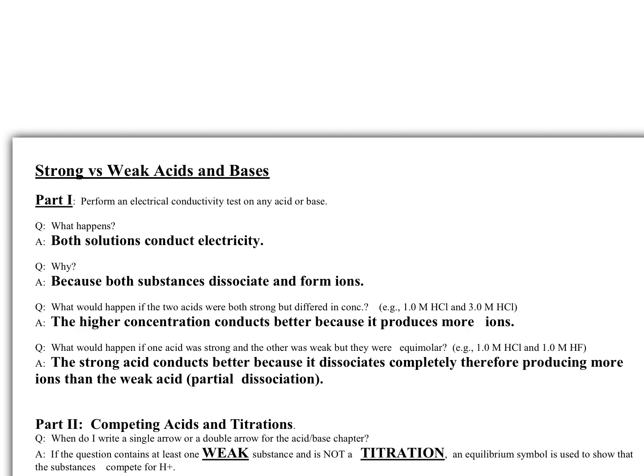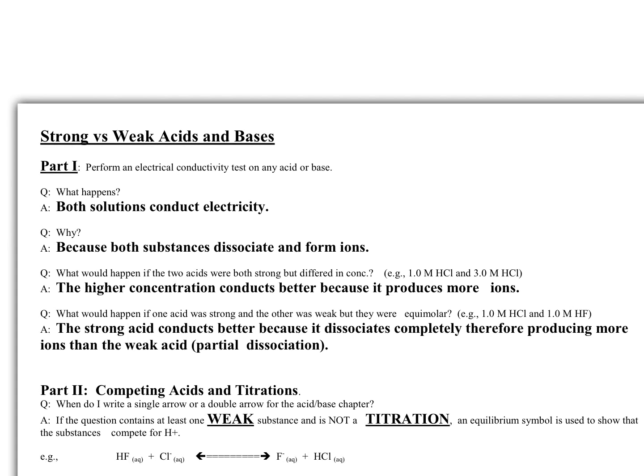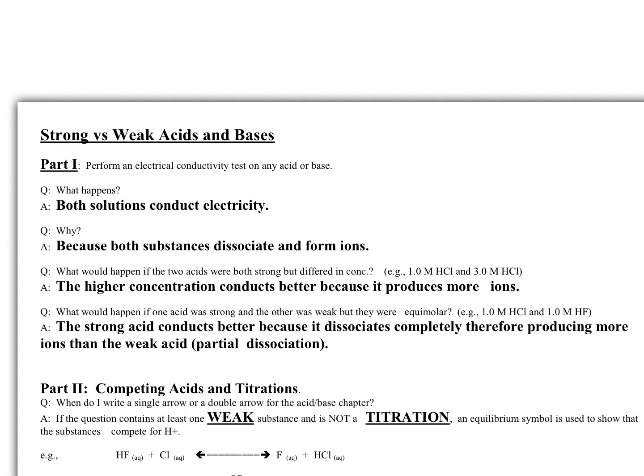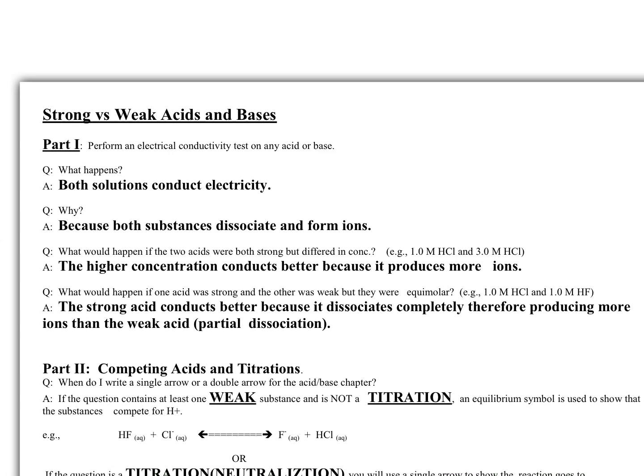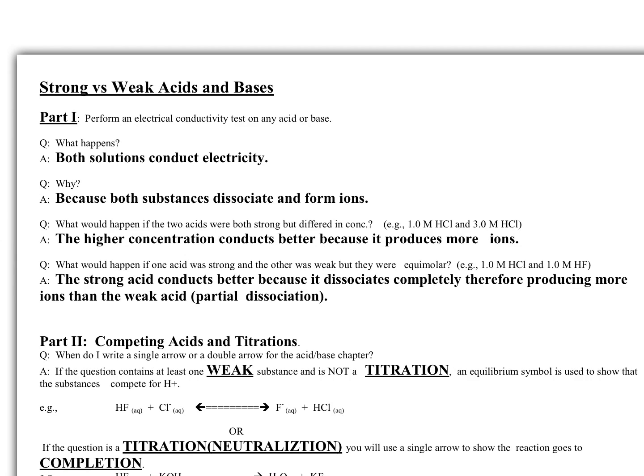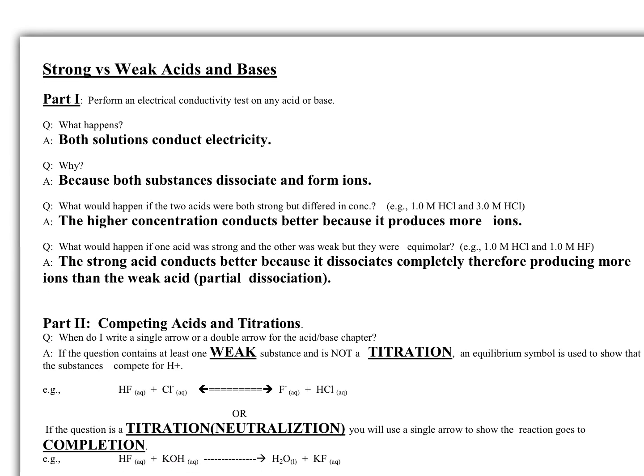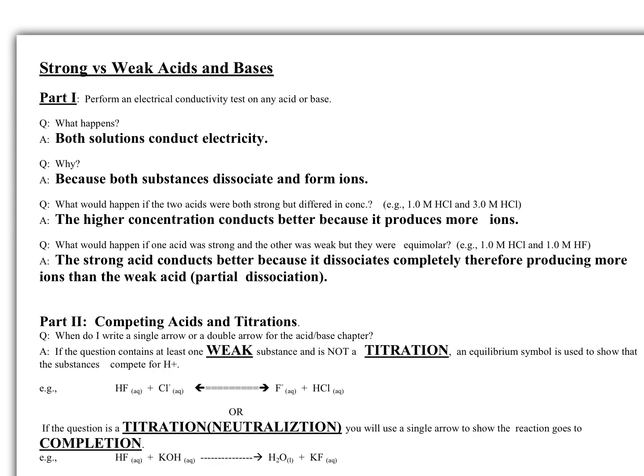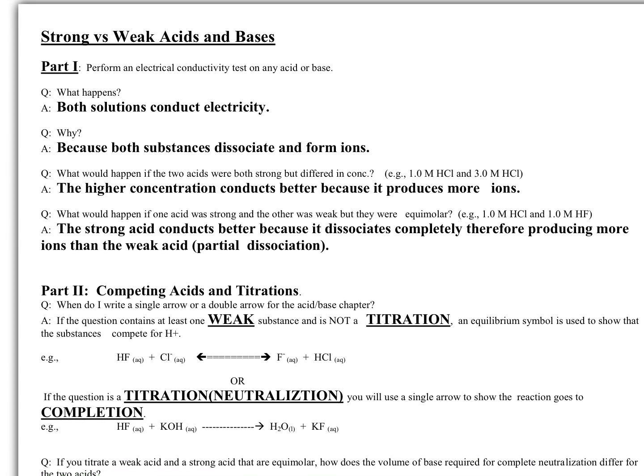Now notice how I said if it's a weak and it's not a titration. What this means is that my titrations and my strongs are both going to use the one directional arrow, and any weak acid or weak base will use our equilibrium arrows. So if the question is a titration, neutralization, you will use a single arrow to show that the reaction goes to completion. Like this. Even though we're using hydrofluoric acid in this reaction, because it is being indicated as a titration reaction, we're going to use our one directional arrow.